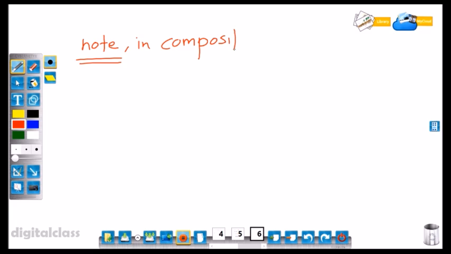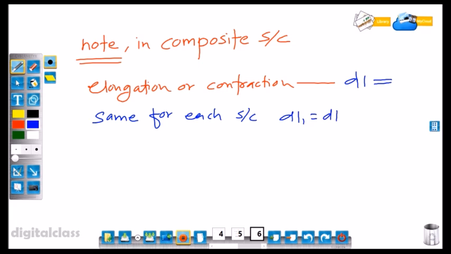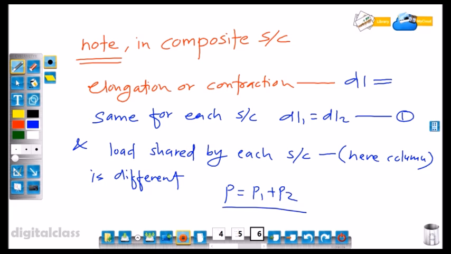So note, in composite sections, elongation or contraction, meaning change in length, delta L, is same for each section as they are connected in parallel. So delta L1 is equal to delta L2, and load shared by each section, here by each column, is different; it depends upon area and modulus of elasticity. Here P is equal to P1 plus P2. Load shared by column 1 is P1 and load shared by column 2 is P2.